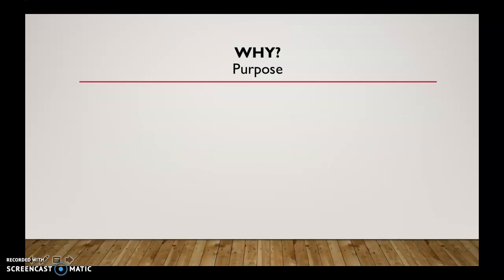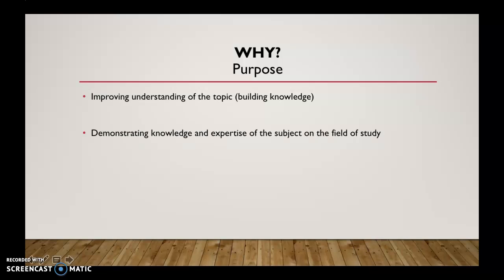So in the next slide, I propose why. What is the purpose? Why do we have to make a literature review? Well, there are three major ideas on why we need to do this. The first one is improving understanding of the topic. We need to build knowledge. We need to understand what has been done in the past, and we have to become experts to demonstrate the knowledge that we have on the field.